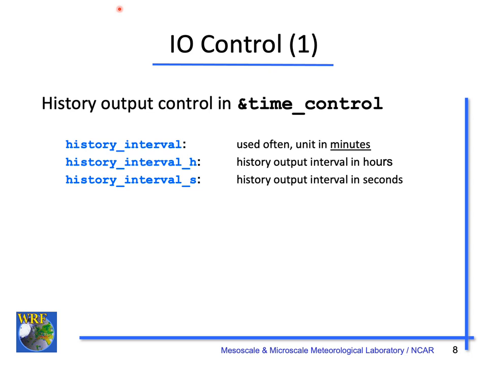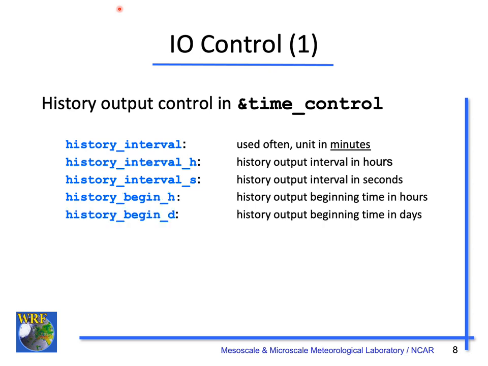The next two variables let you decide when we would like the model to start writing history files, if we know we are not going to need the model output for a certain period of time near the beginning of the model run. There are a few more like this shown here, and you can find them in the registry files.